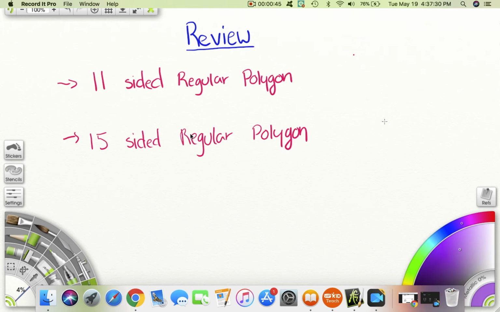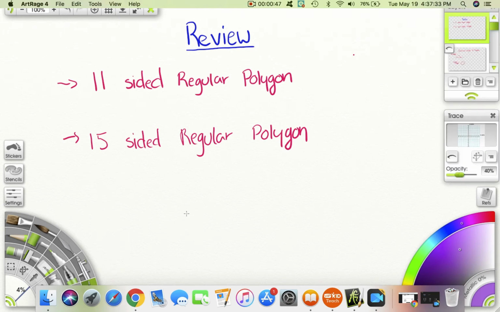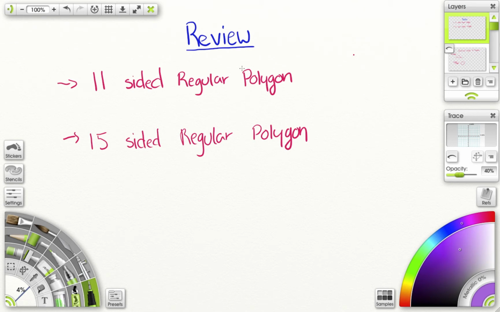So if we have an 11-sided polygon, how can we figure out how many triangles fit into it? The rule is you take the number of sides and you subtract 2 from it. So I do 11 minus 2 gives me 9. So the number of triangles that will fit inside this polygon will be 9.